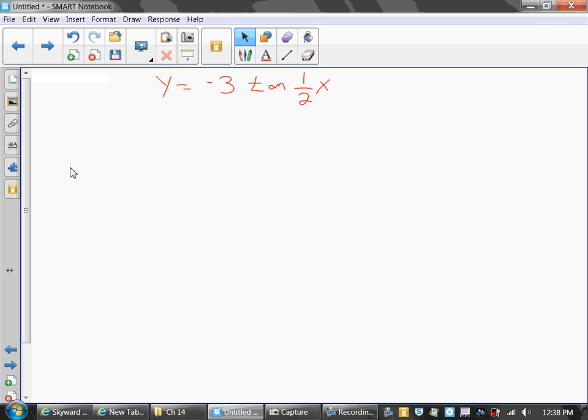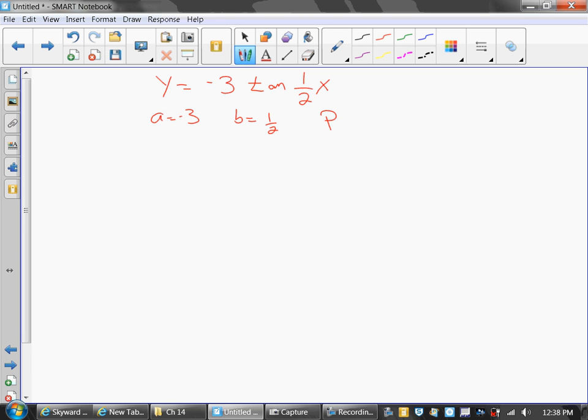Before we get into the shifting, your a value is -3, your b value is 1/2. So that means your period is going to be pi over 1/2. So your period is 2 pi. So your asymptotes are going to occur at pi and negative pi. Do you agree?